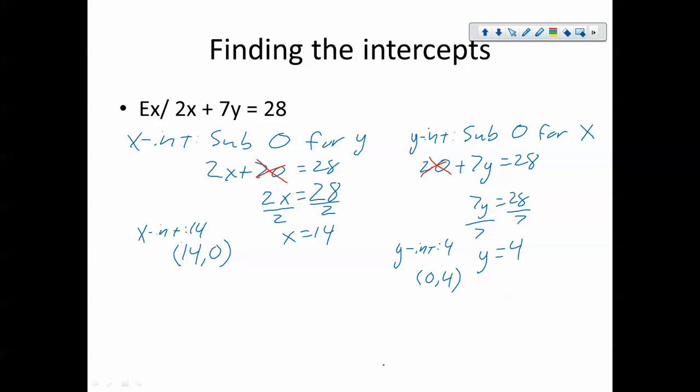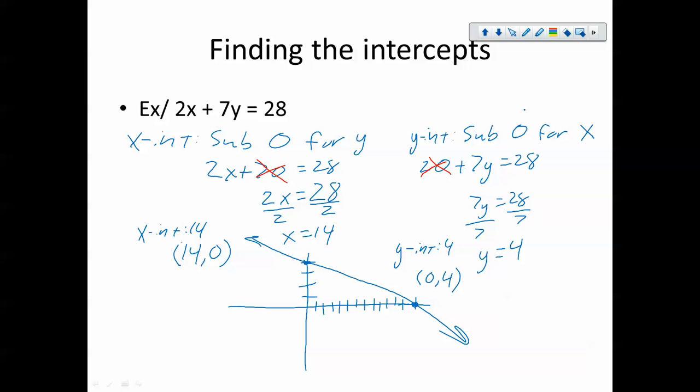Now, algebraically, this is what we've done to find the two intercepts. If it just says find the intercepts, that's what we need to be able to do. But if you want to take that onto a graph, you can now take these 2 points: (14, 0) and (0, 4), and that's the line it's going to create. We have the 2 points, so we can connect them with a line.